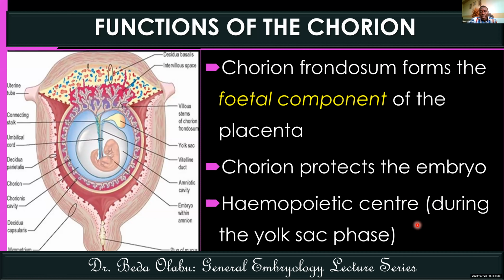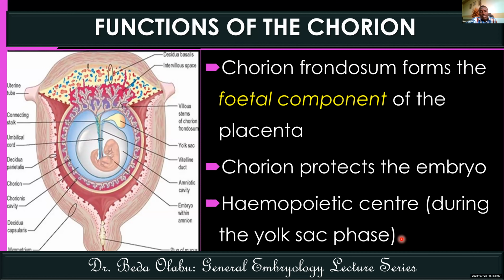I'd alluded to you earlier on the fact that there are different phases of blood formation. And I told you that the first phase of blood formation is where blood is being formed within the yolk sac. So the yolk sac phase of hemopoiesis is that period when blood is being formed in the yolk sac, in the allantois, and within the chorion.